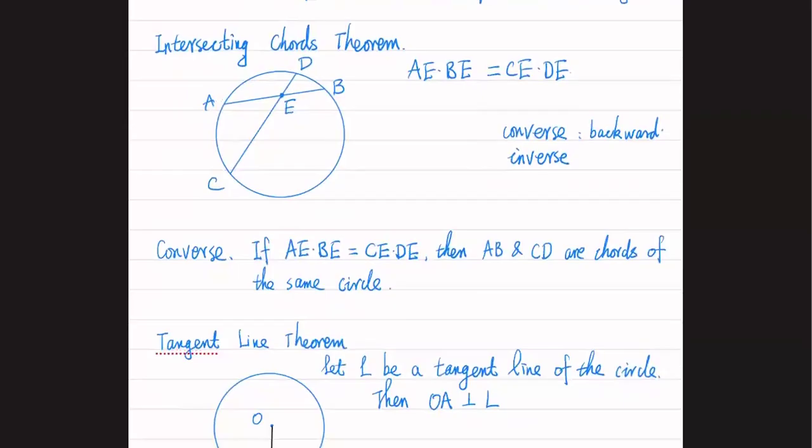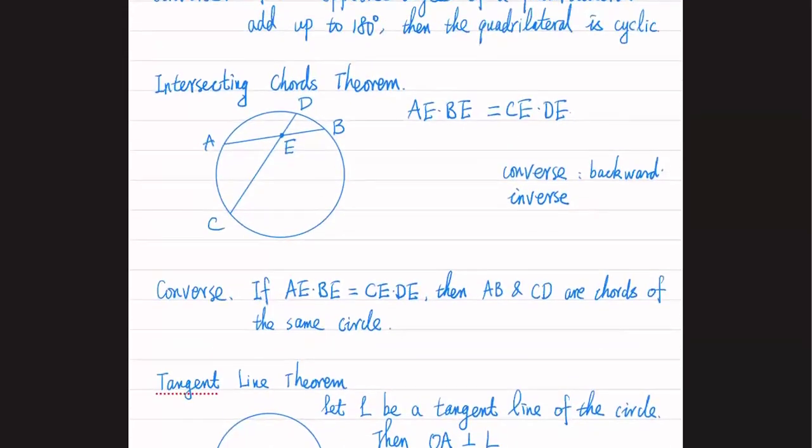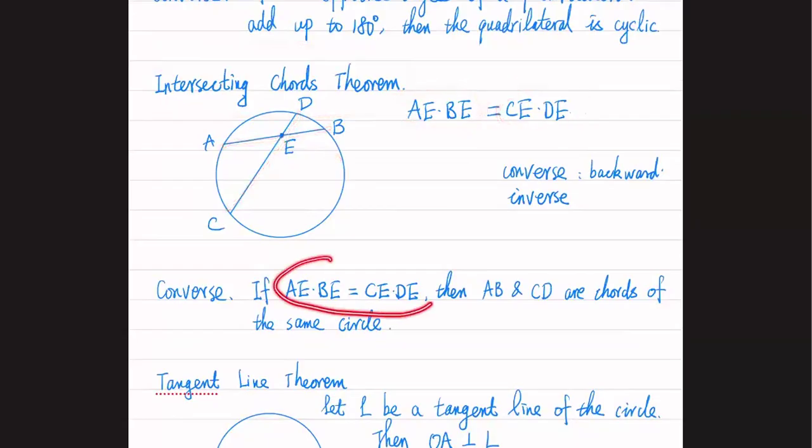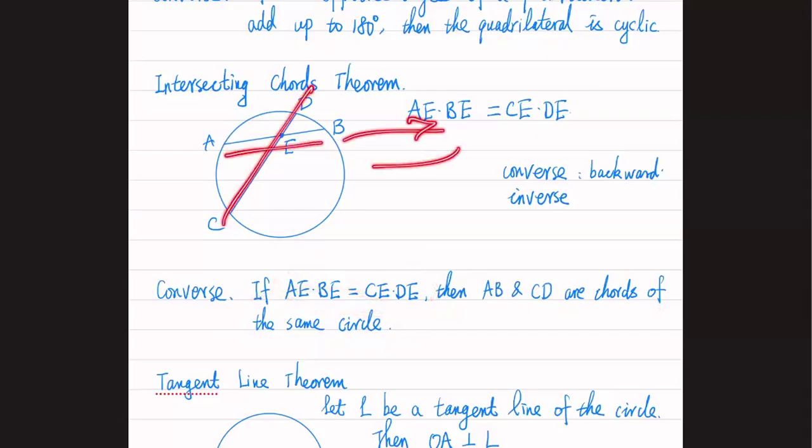Then the intersecting chord theorem. The theorem: if we have two chords of the same circle intersecting at E, then the products must be the same. The converse: if we have the same product, then they are the chords of the same circle. Okay, one way, other way.